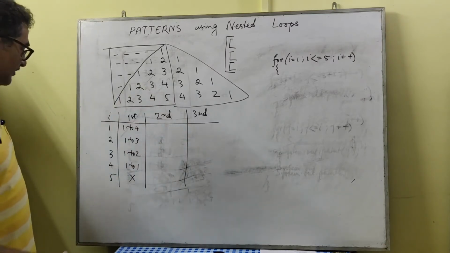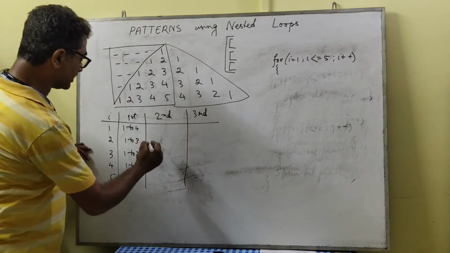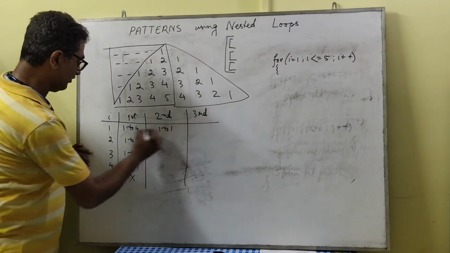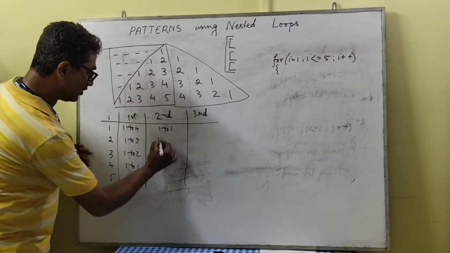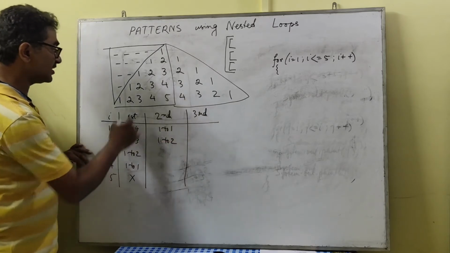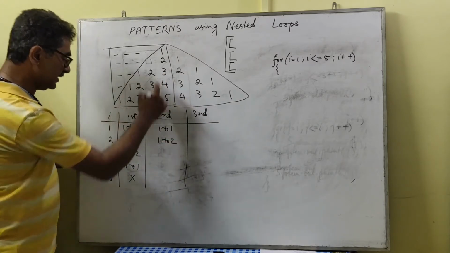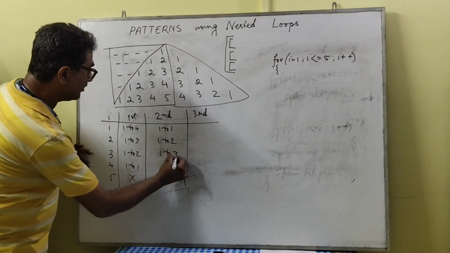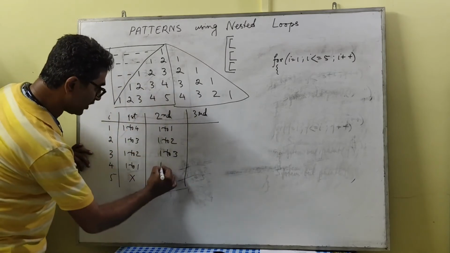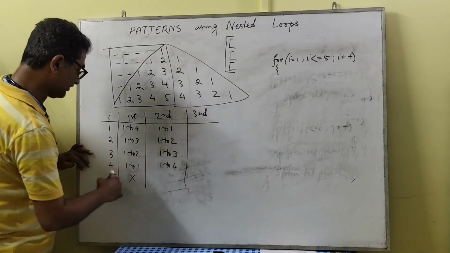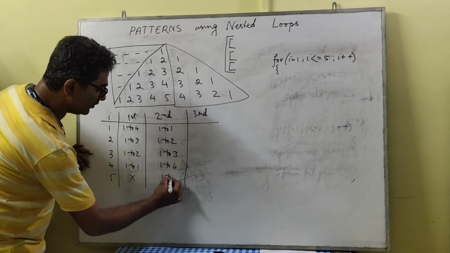Now going to the second half. When I is 1, I am printing just 1, so we'll write 1 to 1. When I is 2, 1 to 2, so 1 to 2. When I is 3, running from 1 till 3, so 1 to 3. When I is 4, 1 to 4, so 1 to 4. When I is 5, 1 to 5, so 1 to 5.